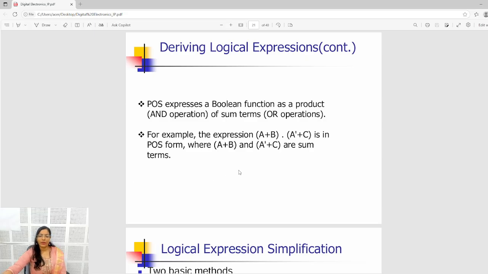Whereas POS form, which is a product of sums, expresses a Boolean function as a product, AND operation, of sum terms, which is OR operation. For example, the expression A plus B dot A dash plus C is in the POS form, where A plus B and A bar plus C are sum terms.